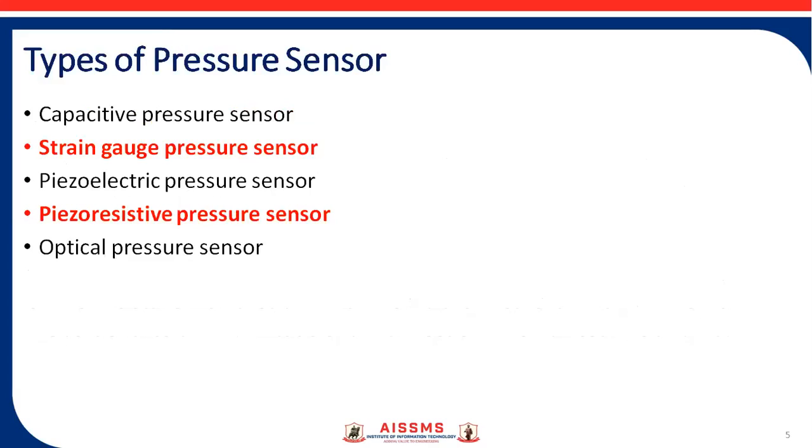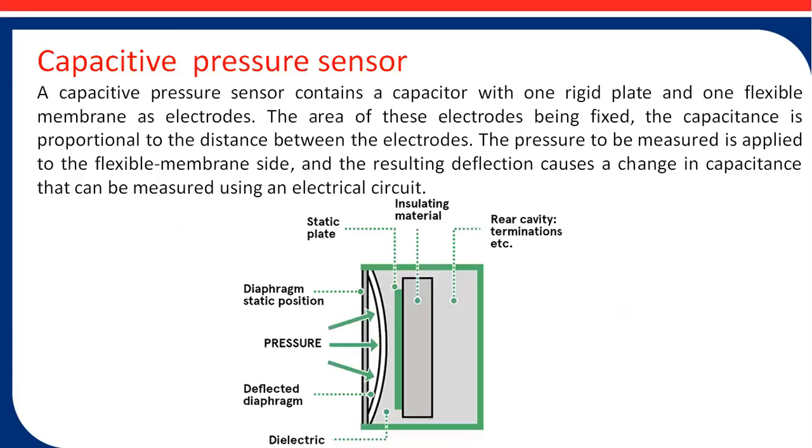There are different types of pressure sensors: capacitive pressure sensor, strain gauge pressure sensor, piezoelectric pressure sensor, piezoresistive pressure sensor, and optical pressure sensor. Let us see first the capacitive pressure sensor.